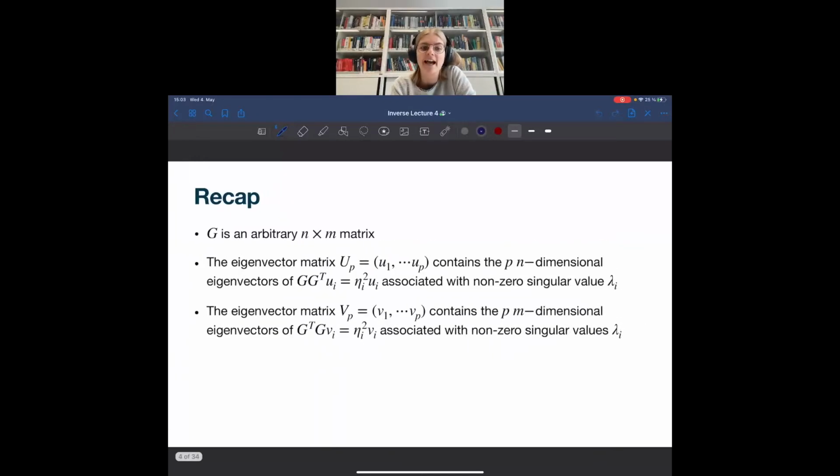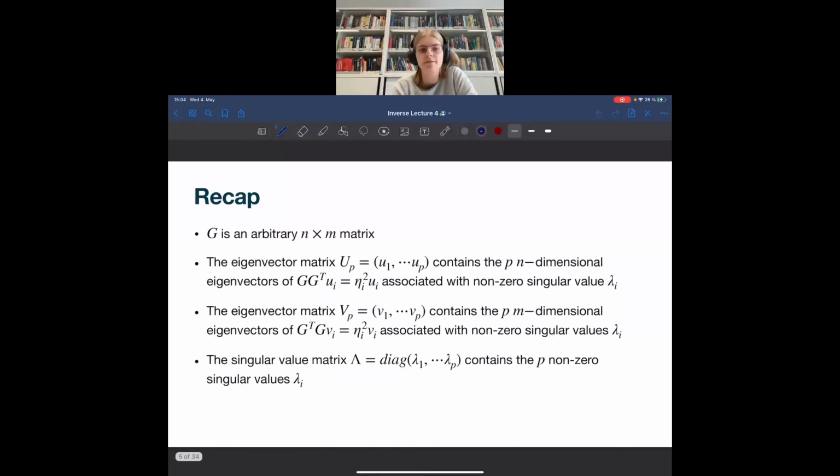Then we defined an eigenvector matrix VP. Again, it consists of eigenvectors corresponding to non-zero eigenvalues. And this time we consider the matrix G transpose times G. And again, G transpose times G is a square matrix, and therefore we can do all the stuff we did.